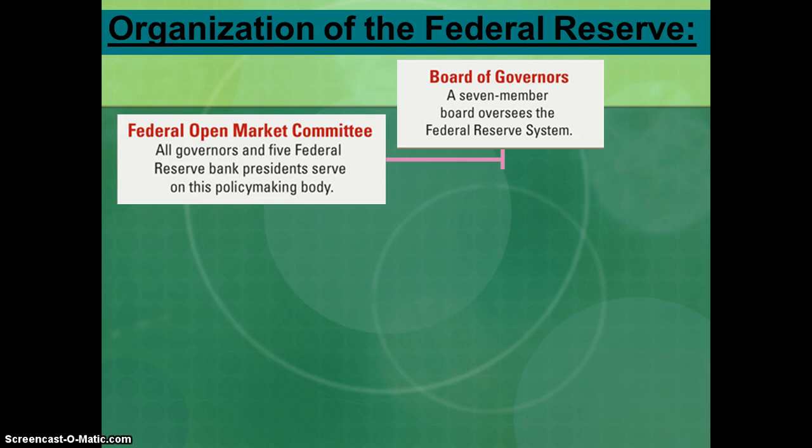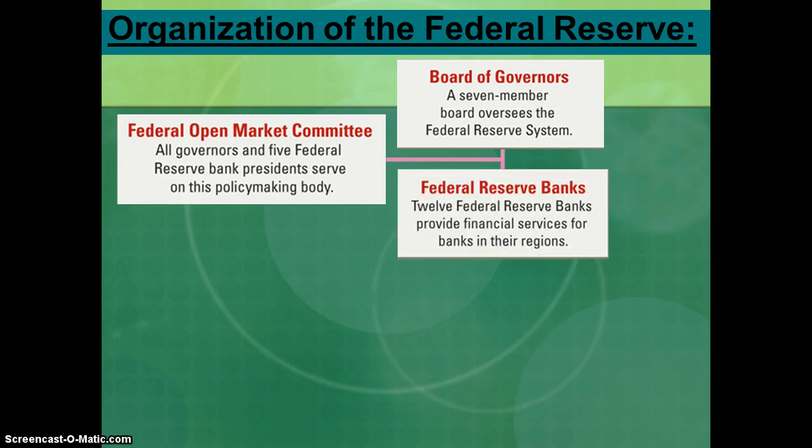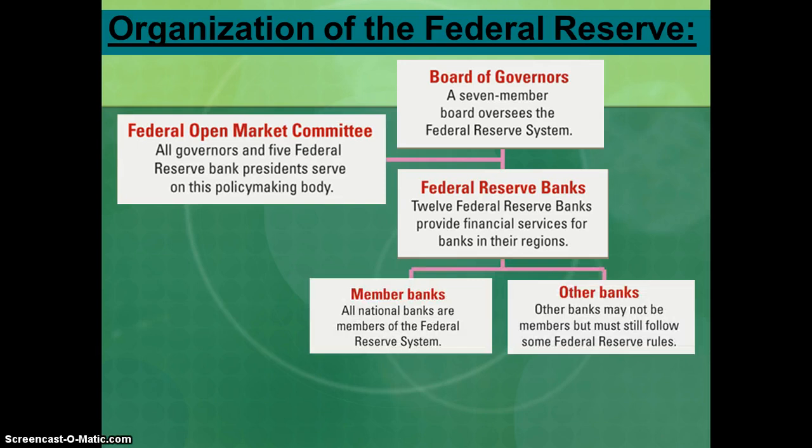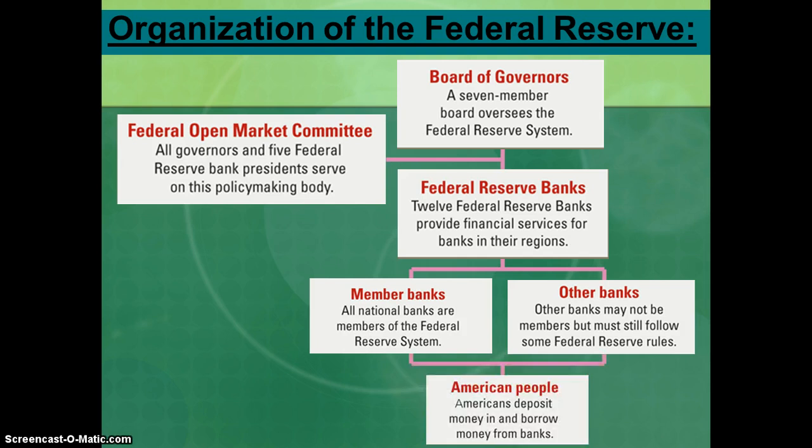The Board of Governors directly works with the Federal Open Market Committee, which is 5 Federal Reserve Bank presidents serving on this policymaking body. They rotate from year to year, which makes up the Federal Reserve banks. There are 12 of those, which is followed by the member banks and other banks that are part of the Federal Reserve system. And, of course, the American people who deposit money in and borrow money from banks. I don't expect you to memorize the Federal Reserve System. However, you should note that the Federal Reserve System is not just one bank. It's made up of various members of various banks all across the country.